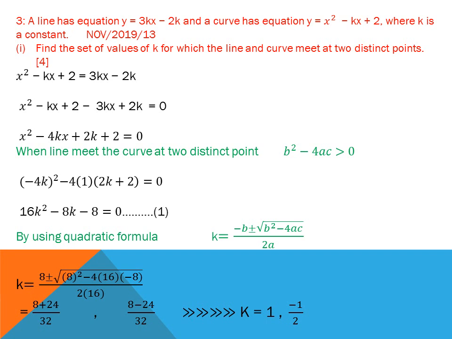I have already explained in the formula sheet that when a line cuts a curve at two distinct points, then b square minus 4ac should be greater than 0. It means roots are real here.